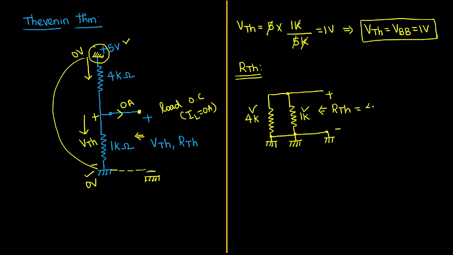So I can say 4 kilo ohm into 1 kilo ohm upon 4 plus 1, 5 kilo ohm. 1 kilo will get cancelled. 4 into 1 will become 4. So it will be 4 by 5 kilo ohm. That is the value of RTH. Basically, we all know Thevenin resistance is nothing but base resistance.